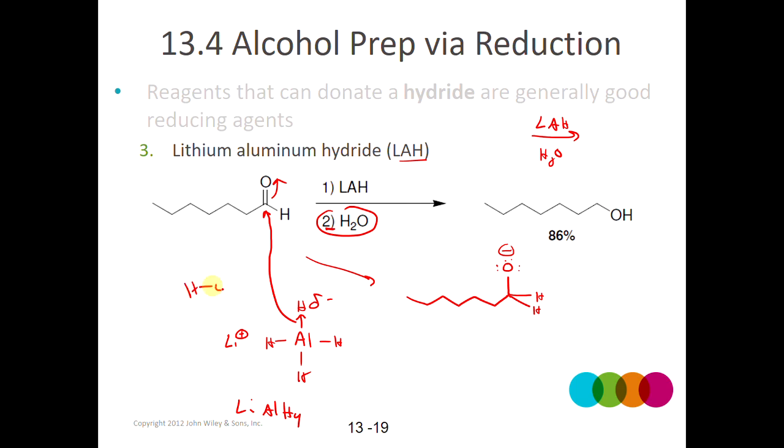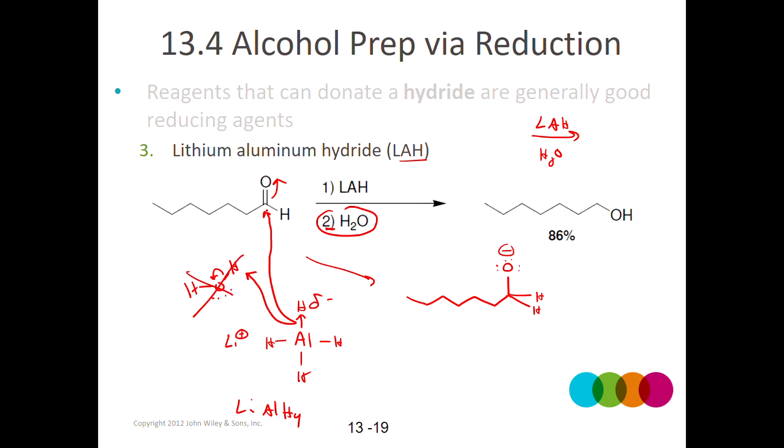If water is around near the LAH, then the LAH will just pick up a proton from the water, producing OH minus and hydrogen gas. So that's why we have to wait. So we're not going to have any water in there. We're only going to add these two together.